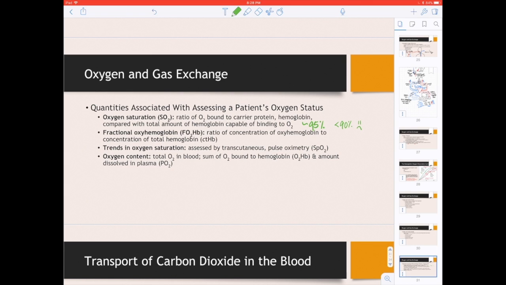Fractional oxyhemoglobin is the ratio of the concentration of oxyhemoglobin to the concentration of total hemoglobin.